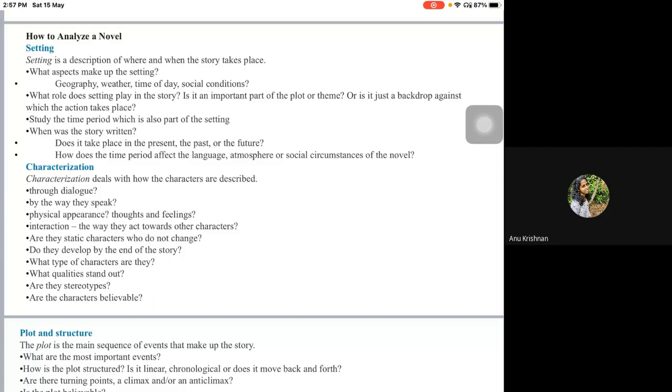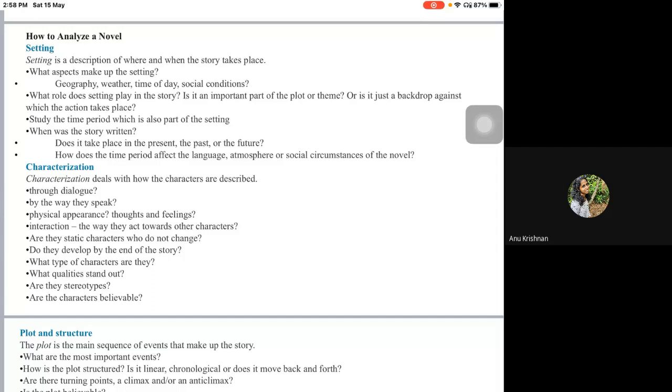Geography, weather, time of day, social conditions. Okay, imagine this with respect to the novels that we have studied, Wuthering Heights or Conrad's journey in the steamboat, all of these. What is it about the setting that plays a role in the story? Okay, the weather, whether it's the time of the day or the social conditions there, what role does setting play in the story? Is it an important part of the plot or theme? Or is it just a backdrop against which the actions take place?